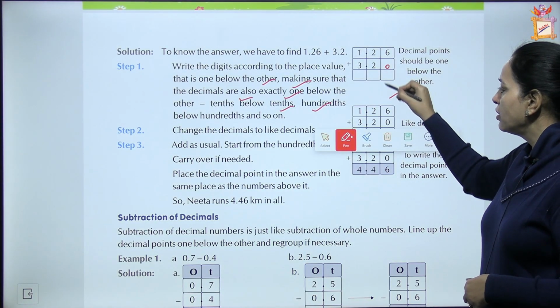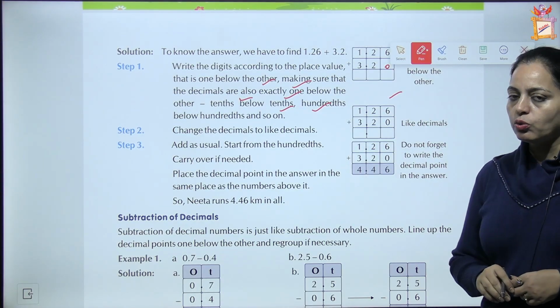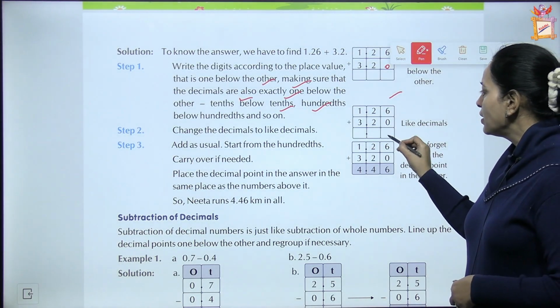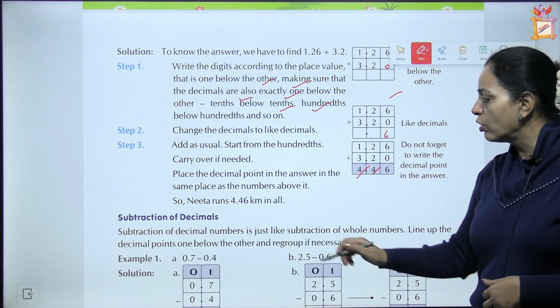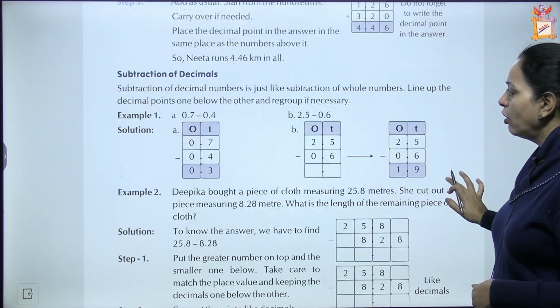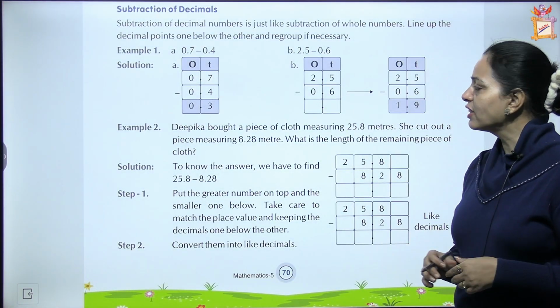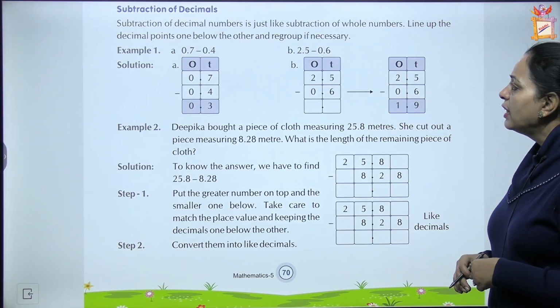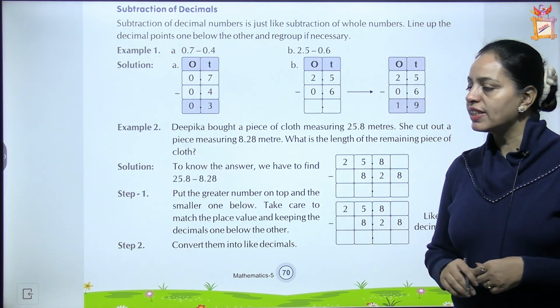So we can write here 0. So now add 1.26 and 3.20. So 6 plus 0 is 6, 2 plus 2 is 4, 3 plus 1 is 4. So answer is 4.46 km in all. Now subtraction of decimals, it is just like subtraction of the whole numbers. Line up the decimal point one below the other and regroup if necessary.